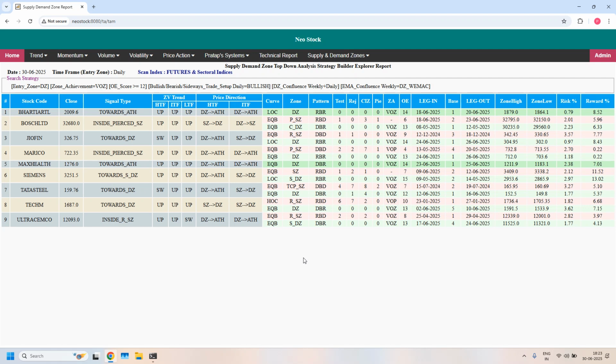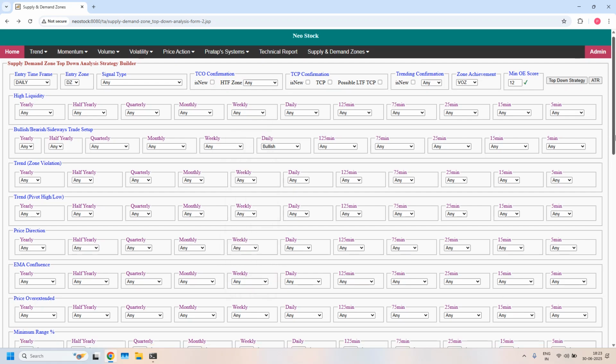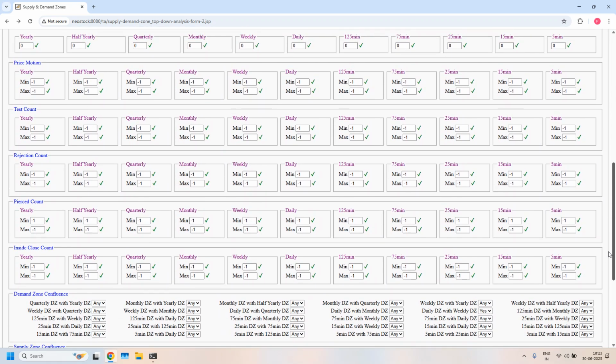Next, we will look into LTF, ITF and also HTF demand zone confluence supported stocks. I am removing EMA filter. Demand zone confluence, 3 filters I have to set. First filter is already enabled, daily and weekly. Next, daily and monthly demand zone confluence and weekly and monthly demand zone confluence. All 3 zones overlap, daily, weekly and monthly demand zones.